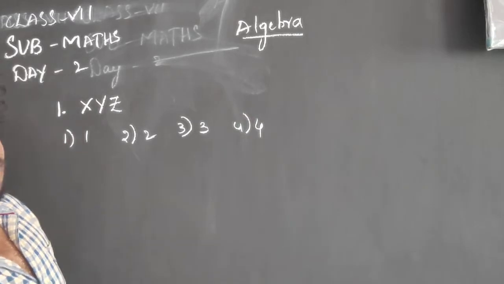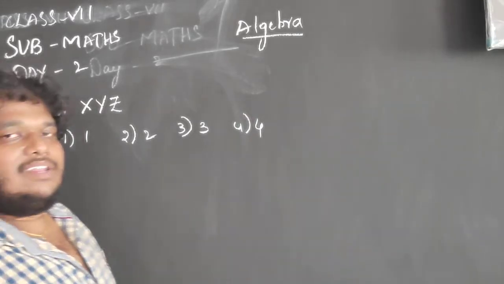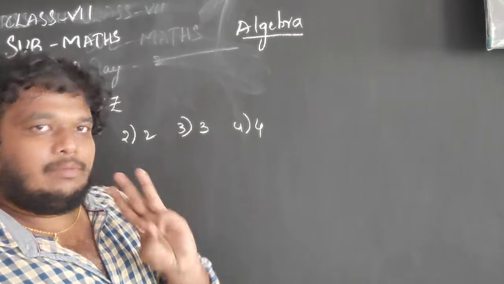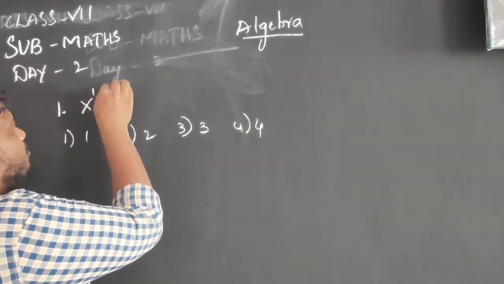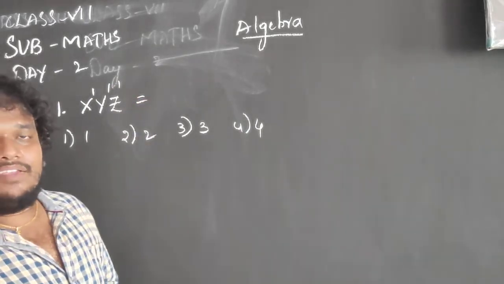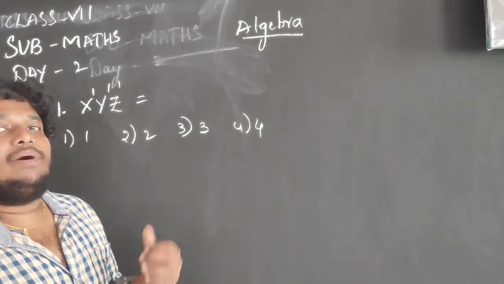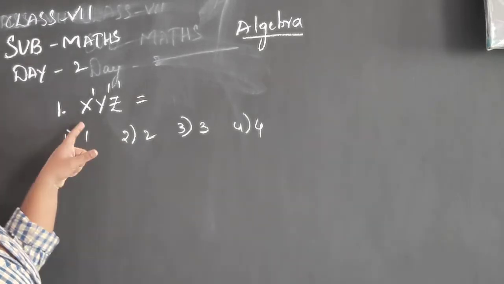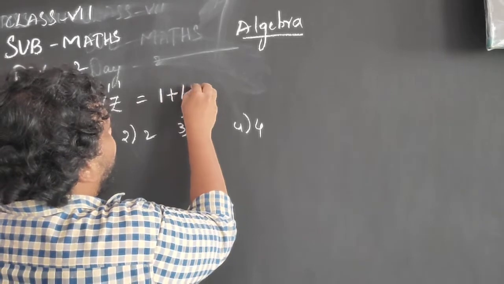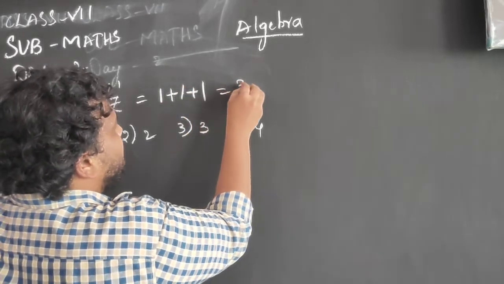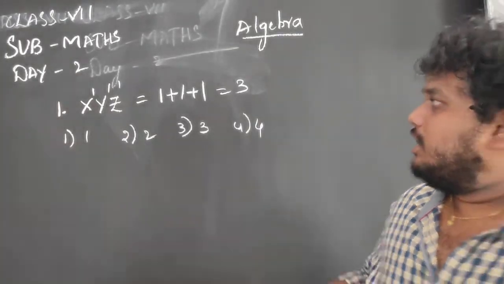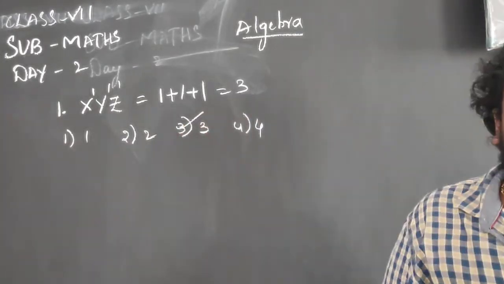Yesterday we saw two variables, but here we have three variables. Now see the powers of the variables: 1, 1, 1. If there are two variables, you add the powers of the variables. The same way here you add the powers: 1 plus 1 plus 1, which is 3. So option 3 is the correct answer.